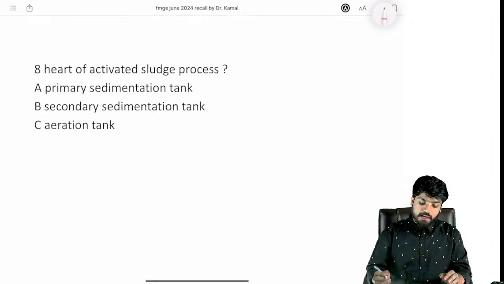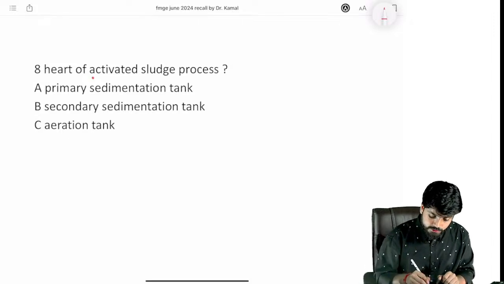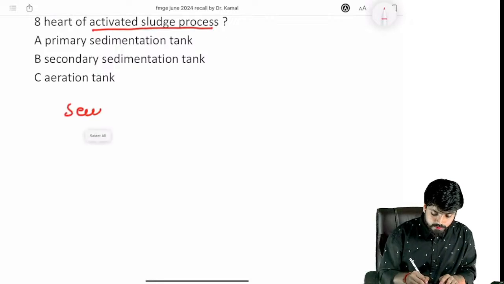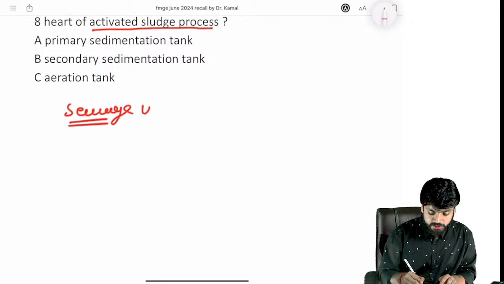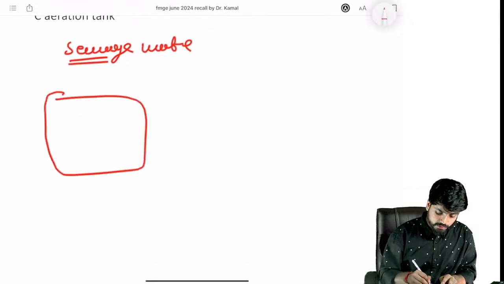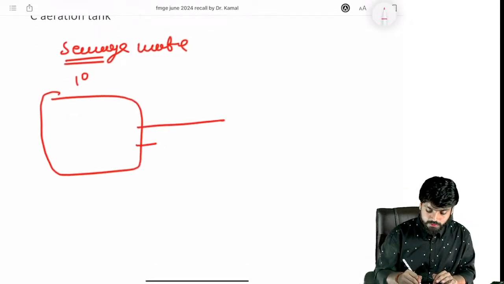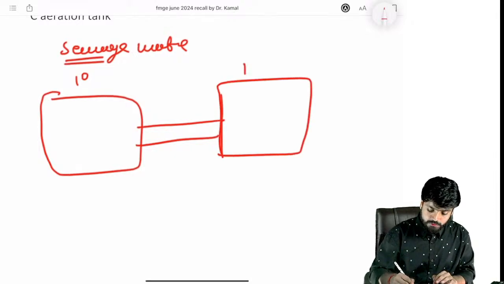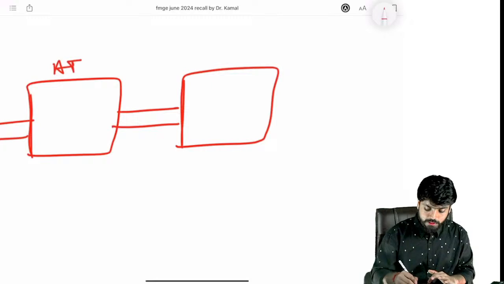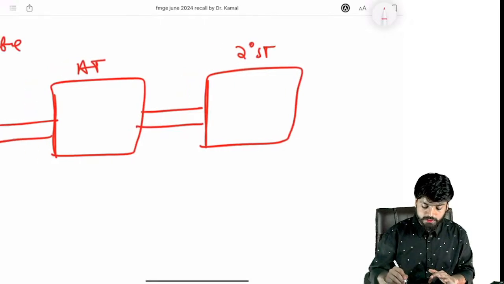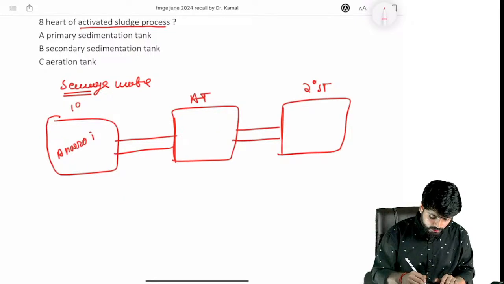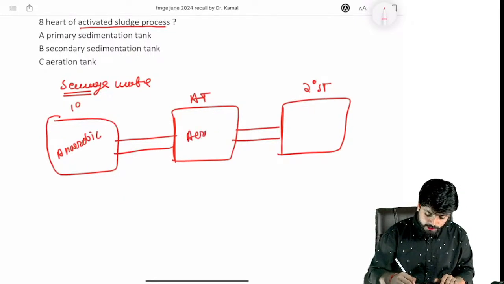Now, the heart of the activated sludge process. What we are dealing with here is waste management of sewage water. Sewage water goes through a primary sedimentation tank, then an aeration tank, and then a secondary sedimentation tank. Here it works anaerobically, here it works aerobically.